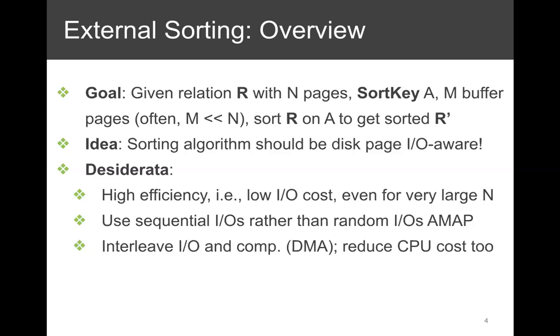Again, notice that the majority of the world's business-critical data sits on magnetic hard disks, and the random-sequential dichotomy is very important. Last, we also want to exploit system capabilities like direct memory access, or DMA, to interleave I/Os and computations, basically have parallelism between the two when possible. And of course, we also do not want to ignore computation costs or CPU costs, because at the end of the day, the wall clock runtime is what matters, and that is a function of both I/O cost and CPU cost. In the majority of cases in database computations, I/O cost often dominates, but we also should not ignore CPU costs.